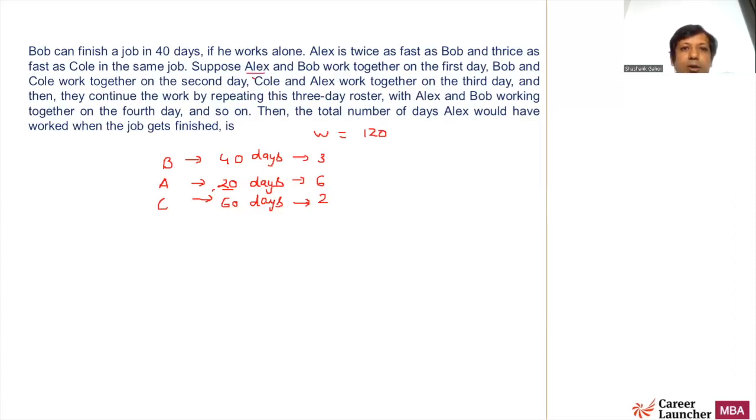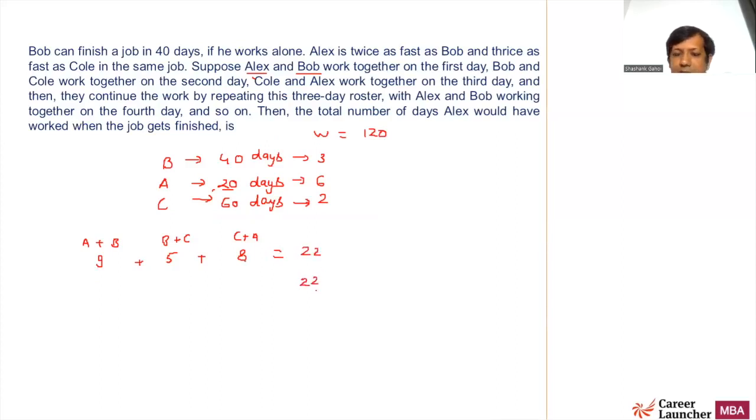Now it is saying that on the first day, A and B are working. So they are going to do 9 units. On the next day, B and C are working. So B and C are going to do 5 units. Then on the third day, C and A are working. So C and A are going to do 8 units. So in the first 3 days, they are going to finish how many units? 9 plus 5 is 14, plus 8, 22 units.